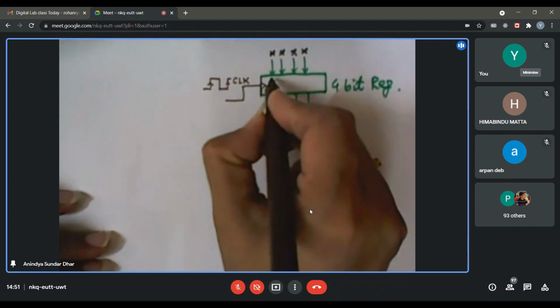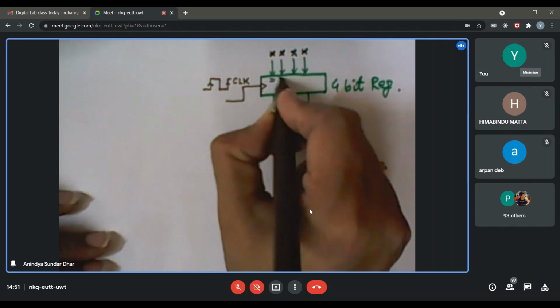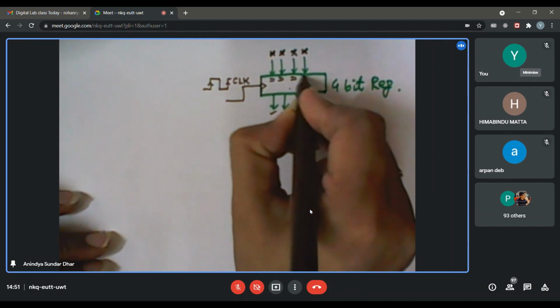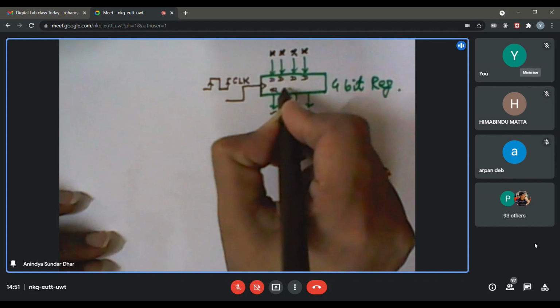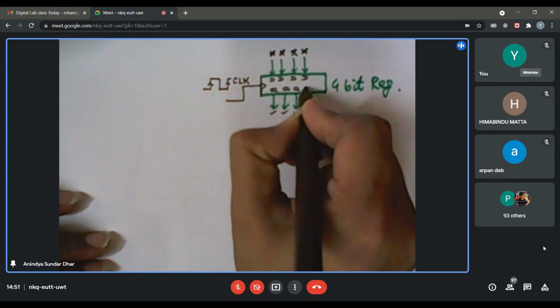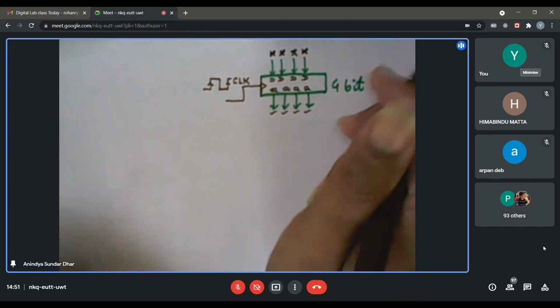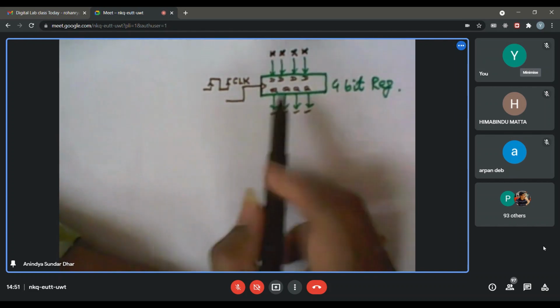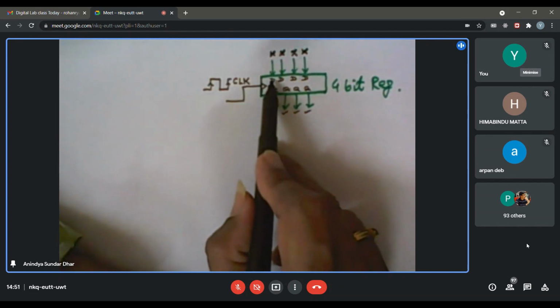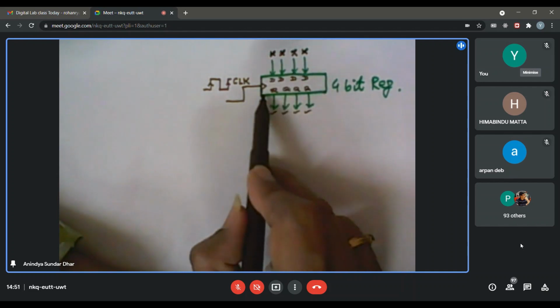So often you will find that they are calling the inputs as D and the output as Q. So D is for something called a D flip-flop. I don't know once again whether it has been discussed in your theory class or from your 10+2 you know about something called a D flip-flop. So anyway, right now you may consider it to be something like data in and data out, that D and Q. So it is the functionality of a 4-bit register.